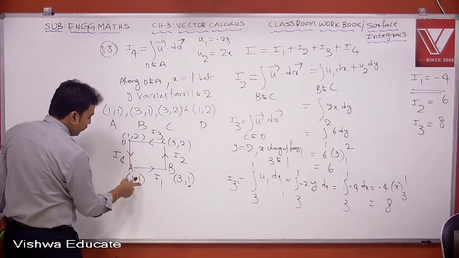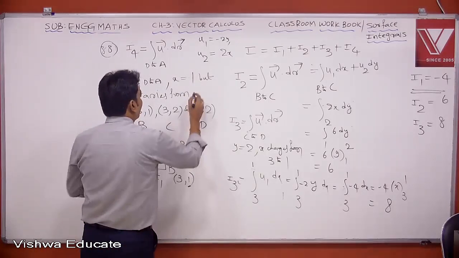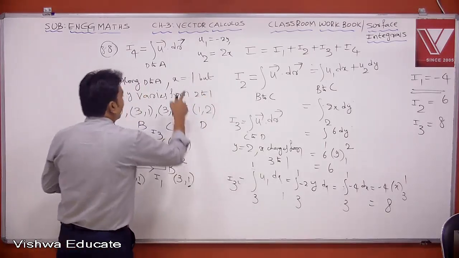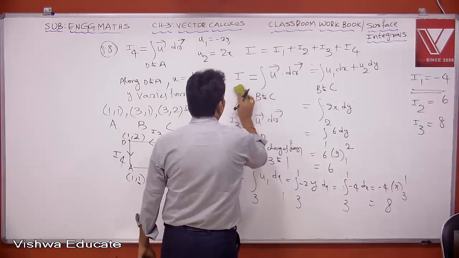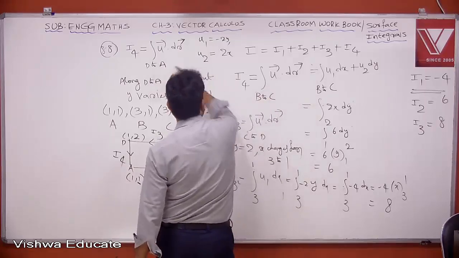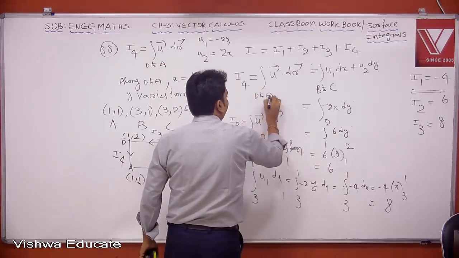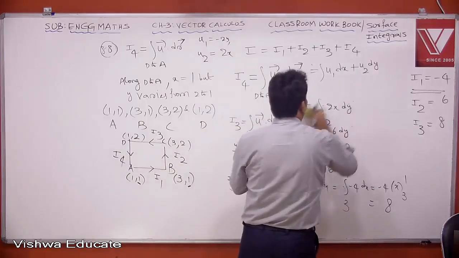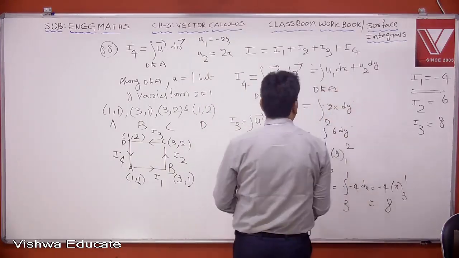But y is ranging from 2 to 1. Y varies from 2 to 1. So here x value is 1. Therefore, let us find I4. This I4 is the integral of u bar dot dr bar from D to A. Therefore, this is the integral of u1 dx plus u2 dy from D to A.